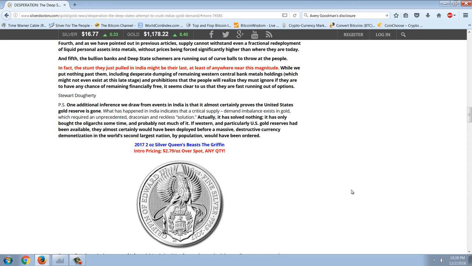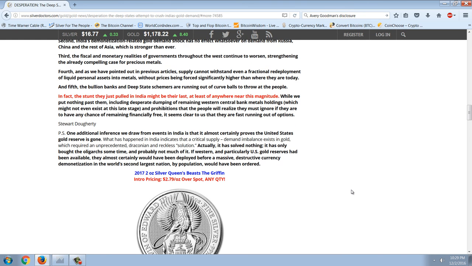What has happened in India indicates that a critical supply-demand imbalance exists in gold, which required an unprecedented, draconian, and reckless solution. Actually, it has solved nothing. It has only bought the oligarchs some time, and probably not much of it. If Western and particularly U.S. gold reserves had been available, they almost certainly would have been deployed before a massive, destructive currency demonetization in the world's second-largest nation by population would have been ordered.